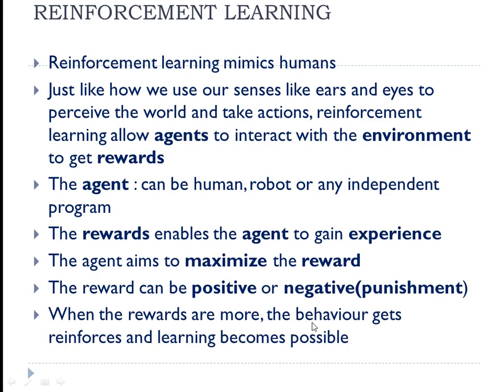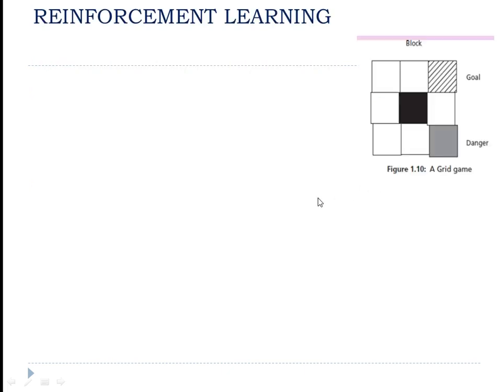So based upon the rewards, the program gets experience, the behavior gets reinforced, and learning becomes possible. Okay, so when you give rewards, the behavior gets reinforced and learning becomes possible. So that is what we are using in reinforcement learning. Some very good case studies of reinforcement learning are the way robots are learning to work. Chess and a game of grid are all examples of reinforcement learning.